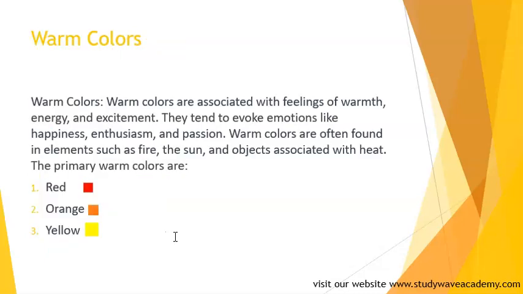We talked about warm colors. Warm colors give the feeling of warmth, energy, and excitement. We said they are red, orange, and yellow. We can identify our color red, right? And our color orange and color yellow. We are able to identify them.